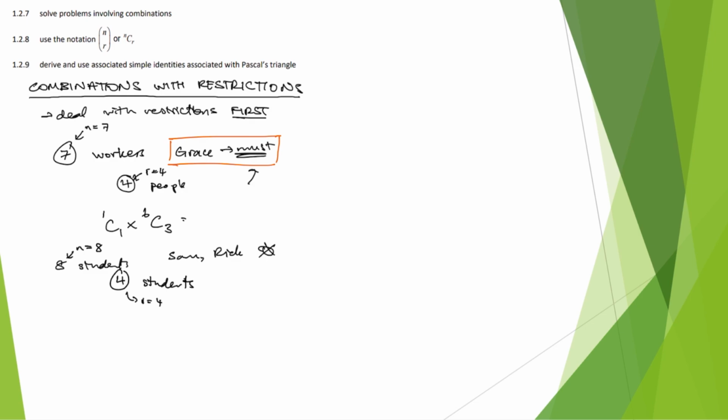So our total number of possible cases without any restrictions is going to be equal to 8 choose 4. However, we don't want Sam and Rick being in the same group. To consider the case where Sam and Rick are in the same group, we consider Sam and Rick, choose both of them, and then we fill the remaining 2 positions in the group from the other 6 students. And so the number of cases where Sam and Rick are not in the same group is equal to the total number of cases minus the cases where they are in the same group.